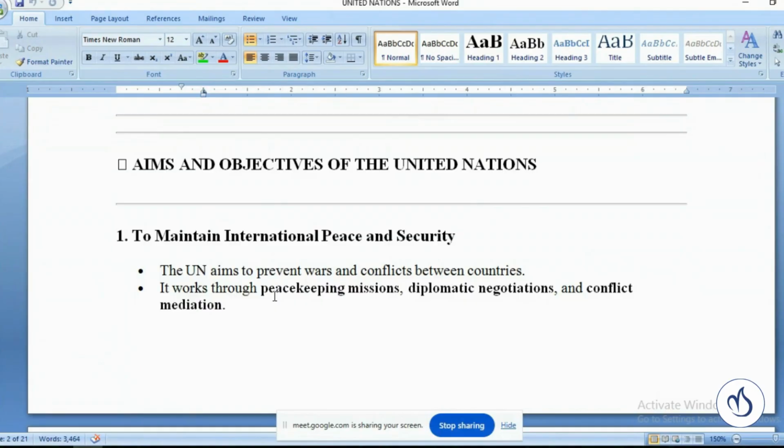And the UN aims at preventing wars and conflicts between countries. It fights a lot to make sure that the countries don't fight. And in Uganda here, it helps us. For example, in DR Congo, it was helping Uganda against the ADF. You will see those big cars, you will see guns, assistance to defend, most especially its country.